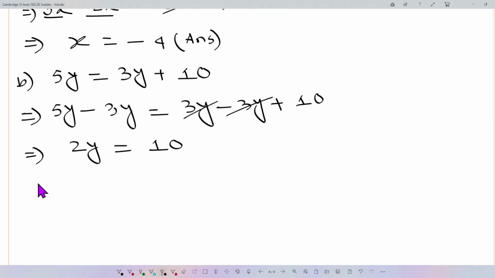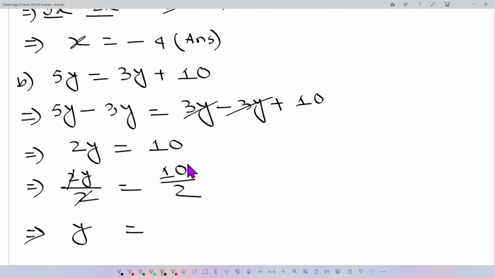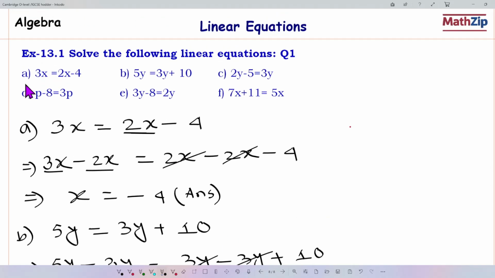Now we will divide both sides by 2. It means 2y divided by 2, and 10 divided by 2. So finally y equals 10 divided by 2, which means 5. So here is 5. Okay, so A and B done.